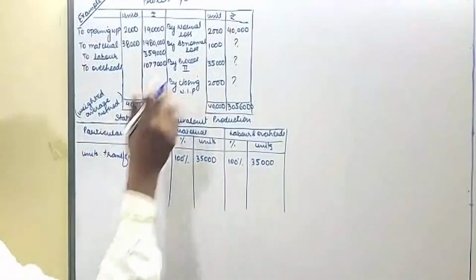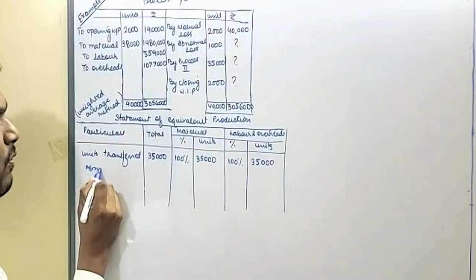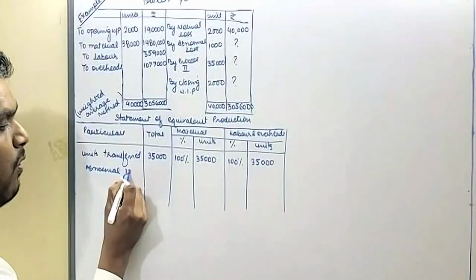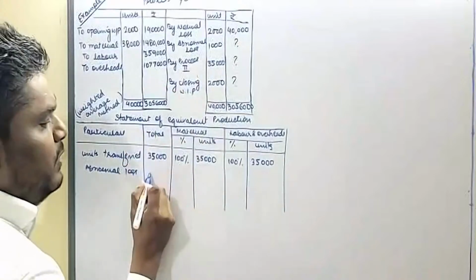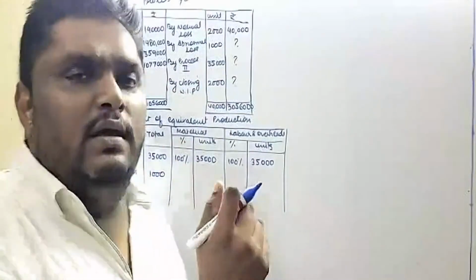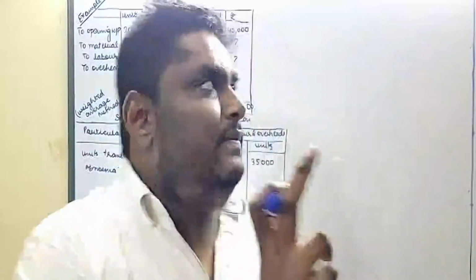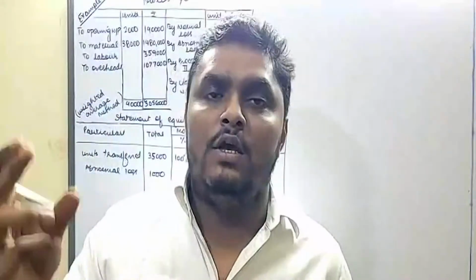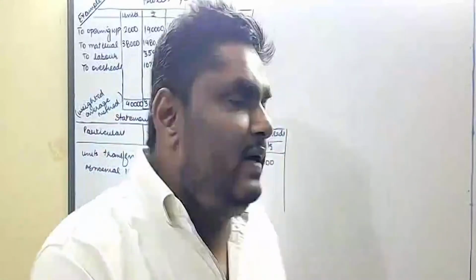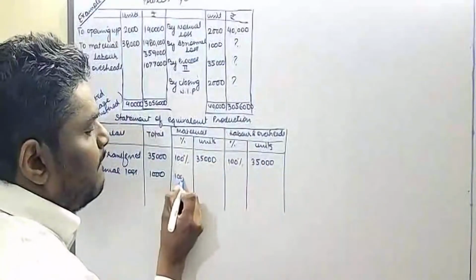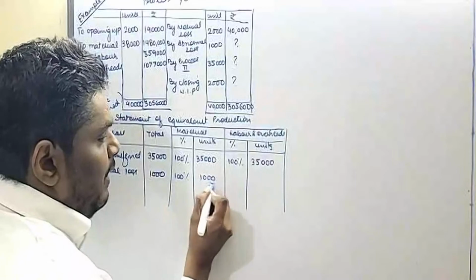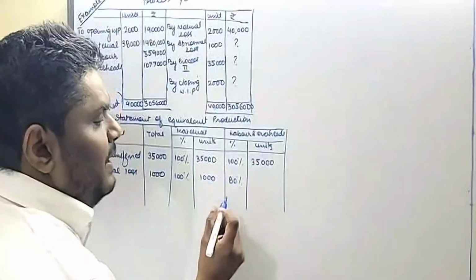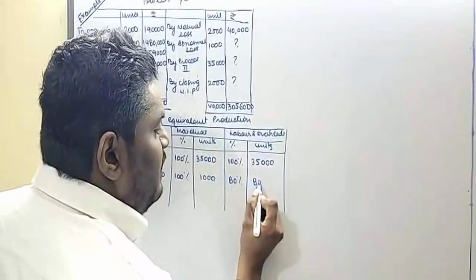Next, let's start with abnormal loss. The number of units of abnormal loss is 1,000 units. Now in the question it is given that units scrapped are 3,000. 3,000 means what? 2,000 in respect of normal loss and 1,000 in respect of abnormal loss. So this is how they got 3,000. And the percentage of completion is given, that is material is 100% complete. Labor and overheads are 80% complete. So this will be 800.